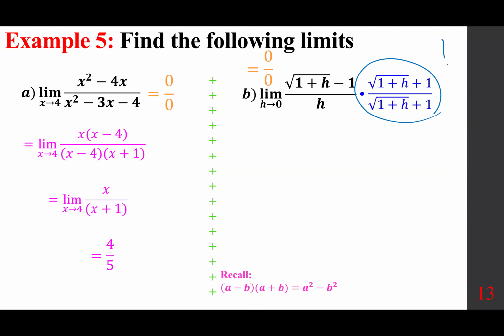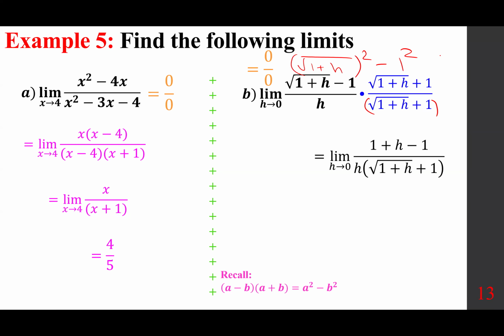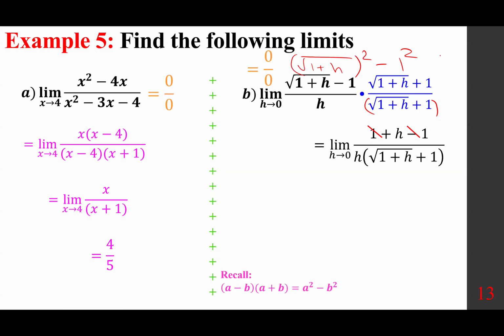So the denominator remains as a product, and the numerator is square root of 1 plus h, quantity squared minus 1 squared. 1 and minus 1 cancel each other. h and h cancel each other. And now you plug in, and you get 1/2. So pretty straightforward, everybody.